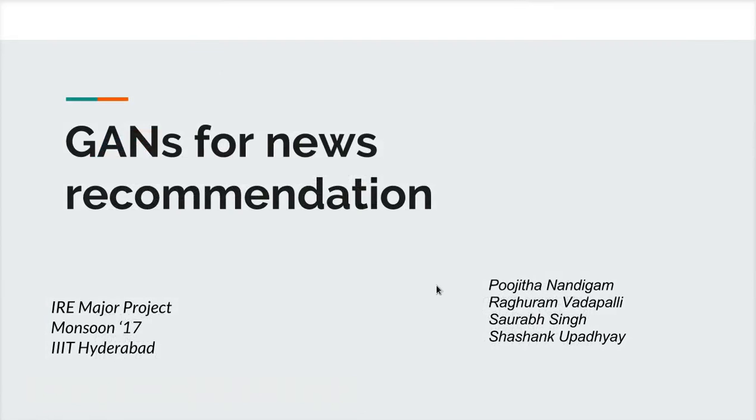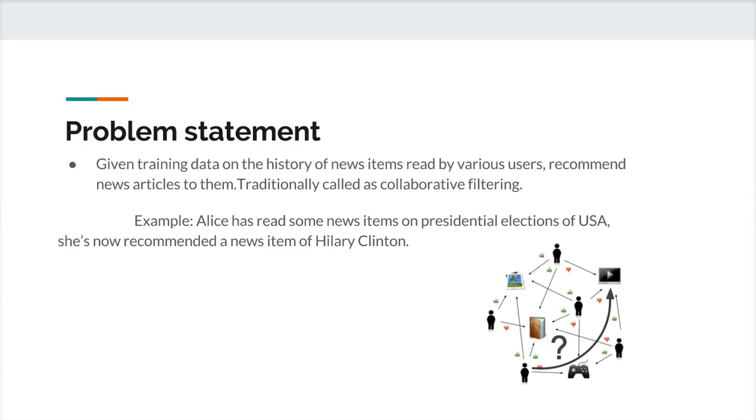This is our IRA major project, GANs for news recommendation. The problem statement that we dealt with was, given training data on the history of news items read by various users, recommend news articles to these users. Traditionally, this is called collaborative filtering.